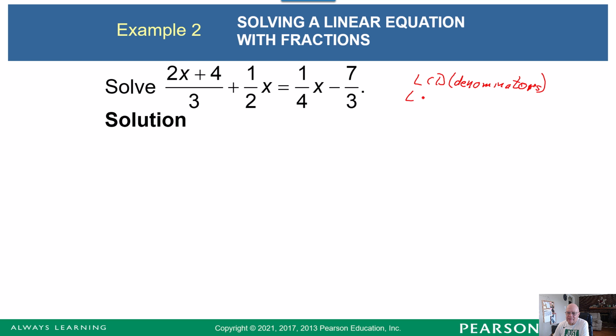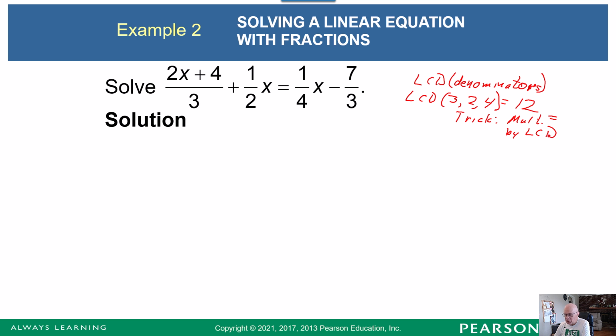So we want the least common denominator of 3, 2, and 4. Those are our denominators. What's the smallest number that all three of those divide into? 12 is the smallest number that all three of those divide into. Now, here's a real trick. Multiply the equation by the lowest common denominator.